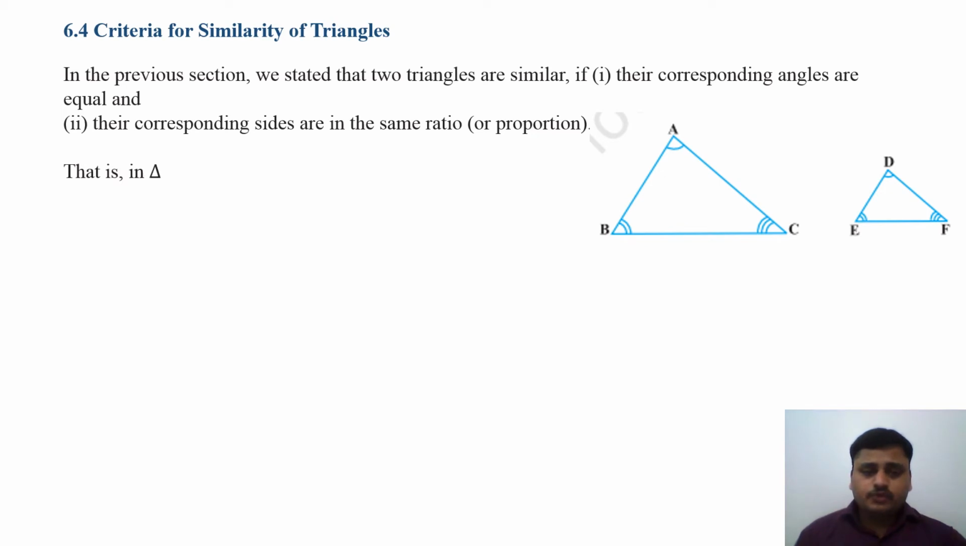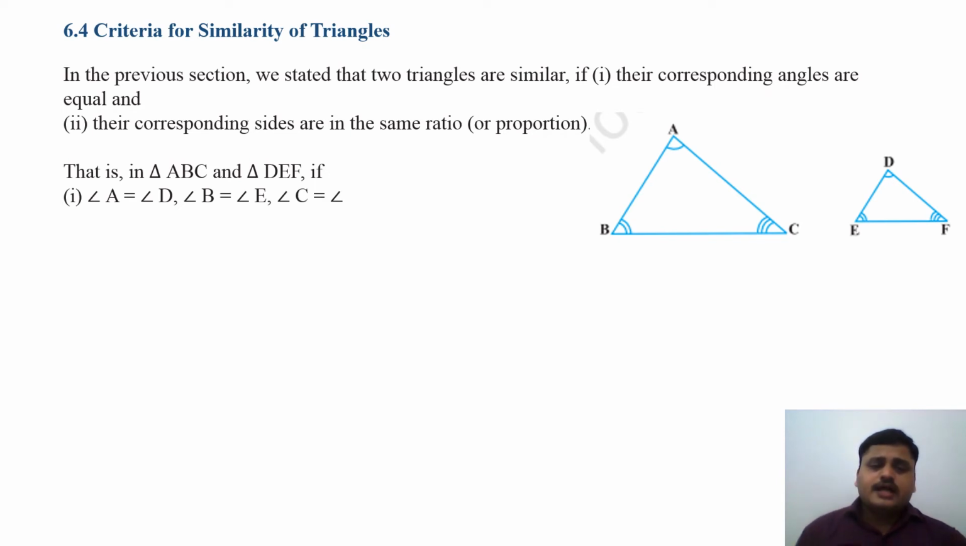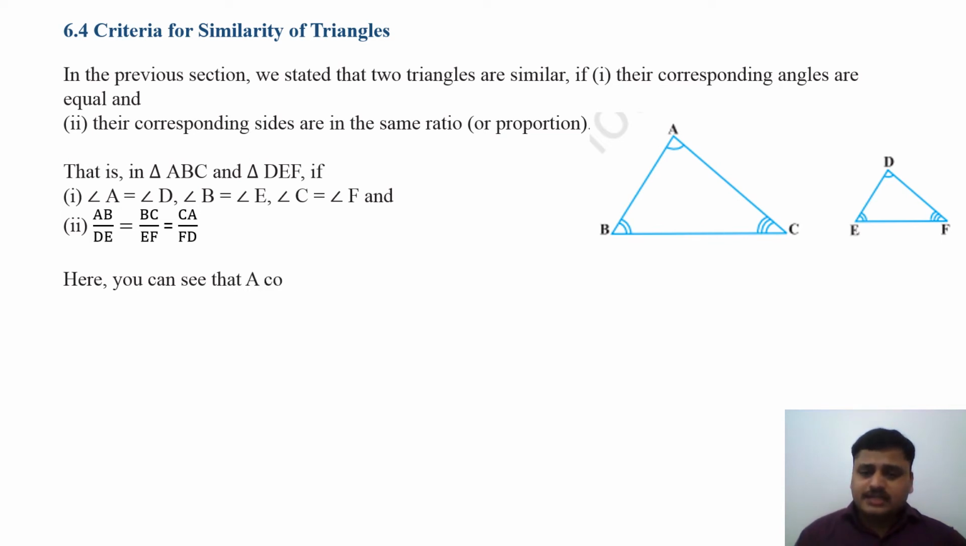Now we are going to use it here also, that is in triangle ABC and triangle DEF. If I look into this figure, you all can see, angle A corresponds to angle D. It means that angle A is equal to angle D, angle B is equal to angle E, and angle C is equal to angle F. Also, the sides ratio, that is AB by DE is equal to BC by EF is equal to CA by FD. So these all angles are equal and corresponding sides ratio are in proportion.